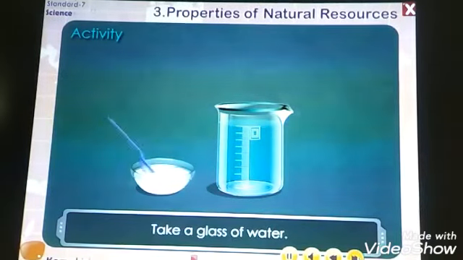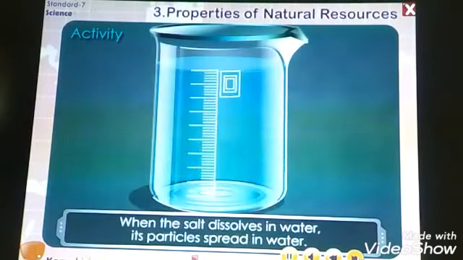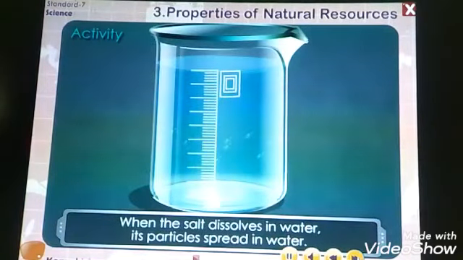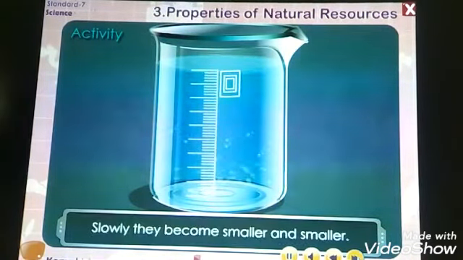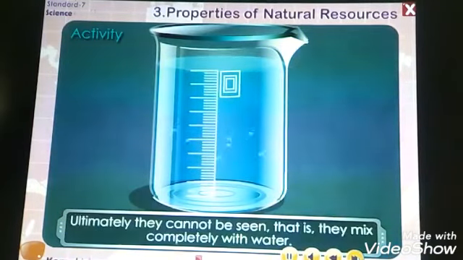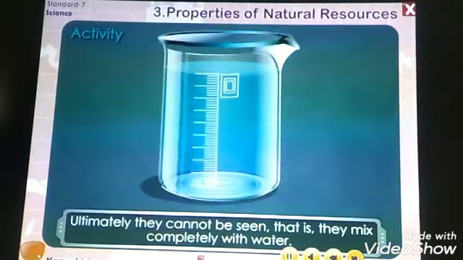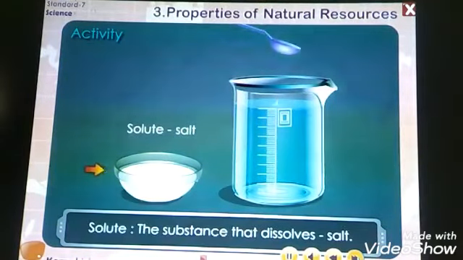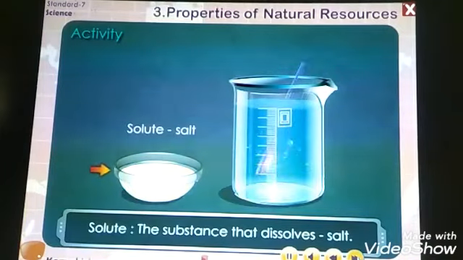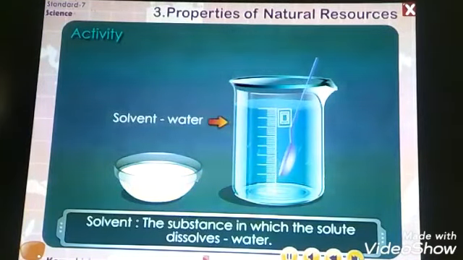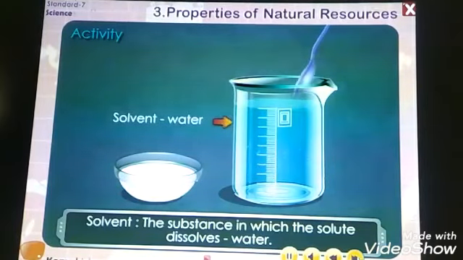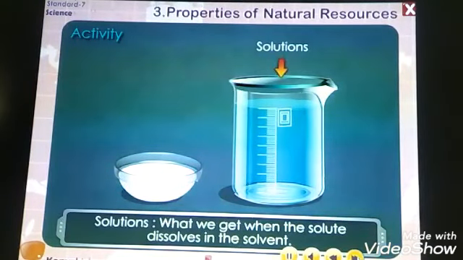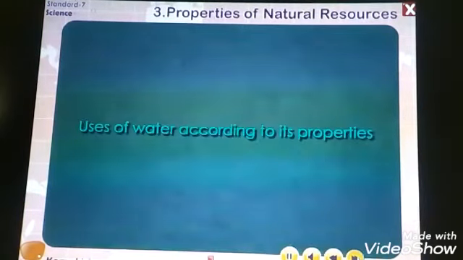Activity. Take a glass of water. Add salt to it. When the salt dissolves in water, its particles spread in water. Slowly they become smaller and smaller. Ultimately, they cannot be seen. That is why they mix completely in the water. This is what is called dissolving. Solute. The substance that dissolves, that is salt. Solvent. The substance in which the solute dissolves, that is water. Solution. What we get when the solvent and solute mix together is called solution.